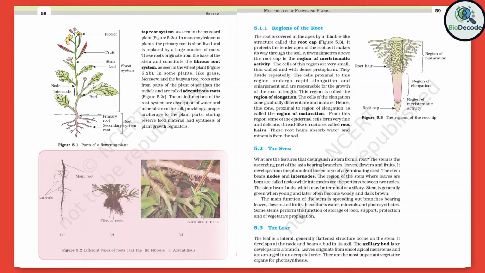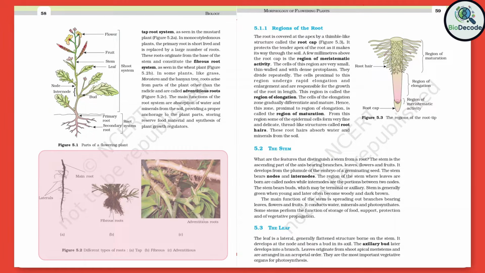Figure 5.2. Different types of roots. This figure illustrates three main types of root systems. A. Taproot: a single, thick, main root growing vertically downward with smaller lateral roots branching off. Typical in dicots like carrot or radish, it helps in anchorage and storage of food.